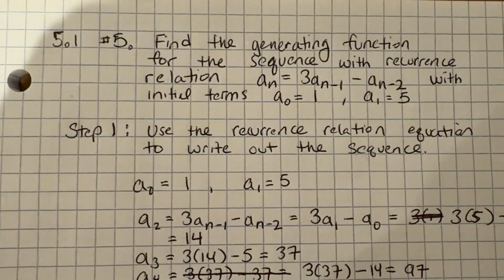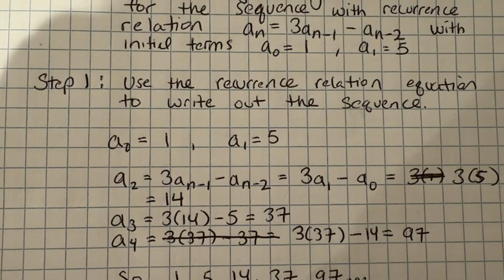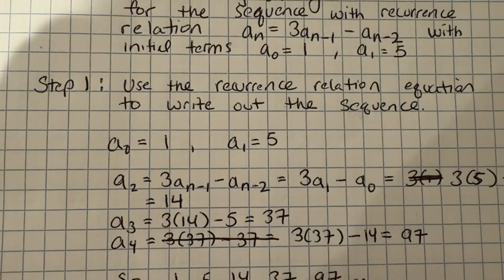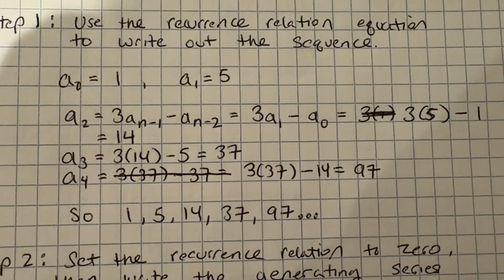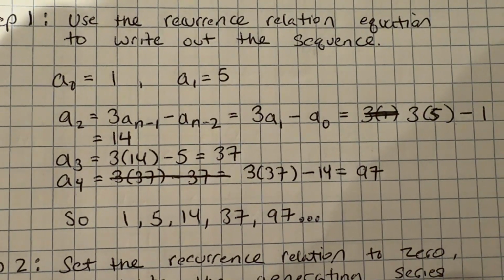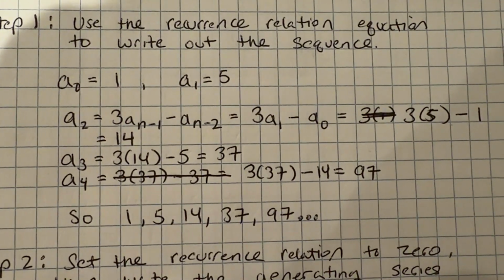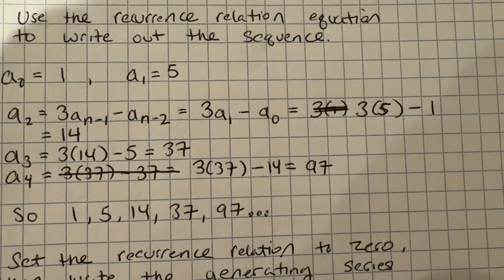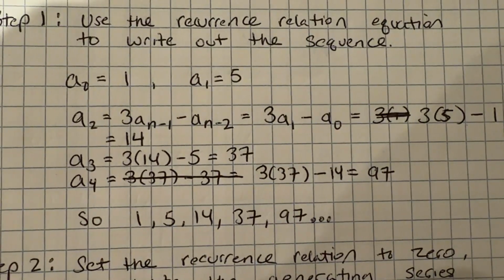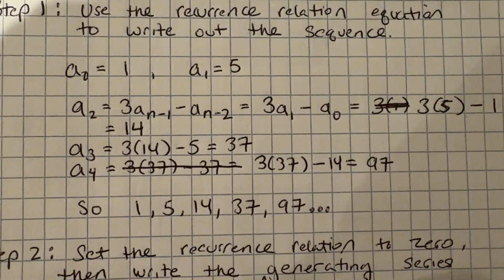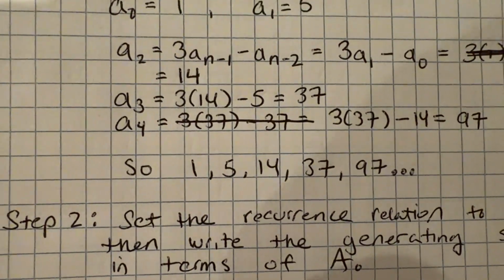So to solve this problem, the first thing we're going to do is use the recurrence relation equation to write out the sequence. We'll do that by plugging in our a_0 and a_1. So if we go to solve for a_2, we plug the terms into the equation and get 3a_1 - a_0, which becomes 3 times 5 minus 1. We get our answer of 14. Then we follow these exact same steps for a_3 and a_4, so we end up with a sequence of 1, 5, 14, 37, 97, and so on.